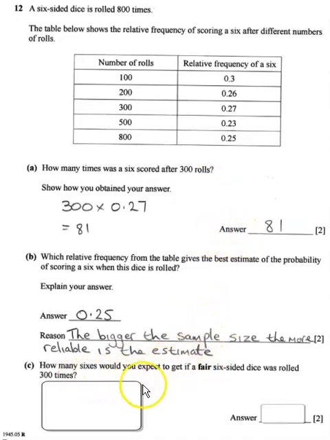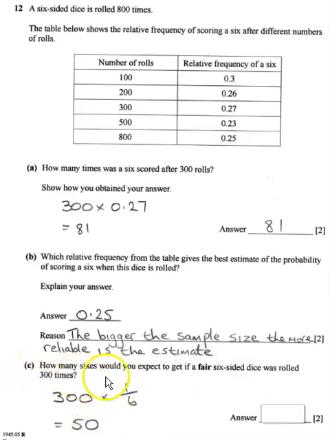How many 6s would you expect to get if a fair 6-sided dice was rolled 300 times? So we put the 300 times down here, and then 1 over 6 is the probability for a fair 6-sided dice. So we do 300 divided by 6, which would be 50.